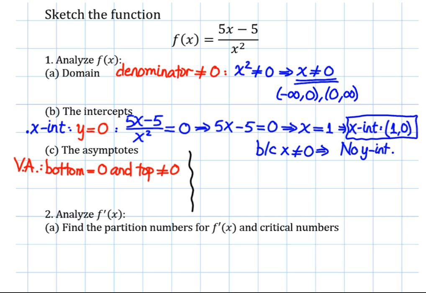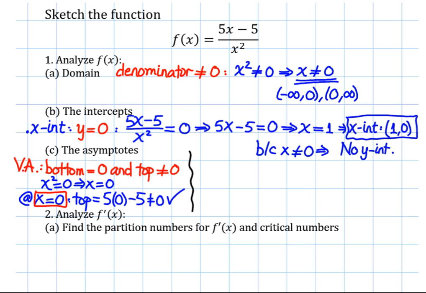So the denominator equals 0, bottom equals 0, x squared equals 0, gives us x equals 0. Now just make sure that the top is not equal to 0. When x equals 0, we put 0 in for x on the top, and that is not equal to 0, which is good. So we have the vertical asymptote at x equals 0.